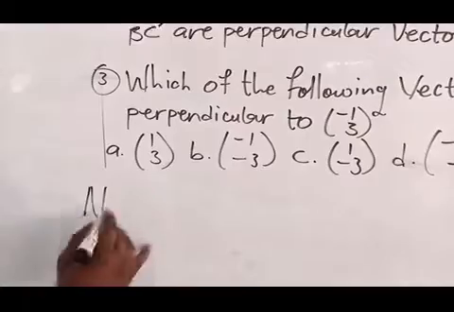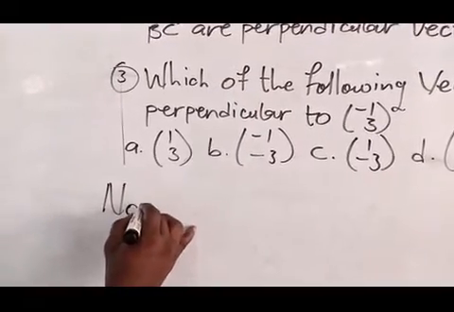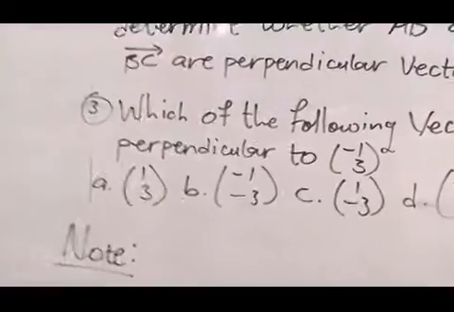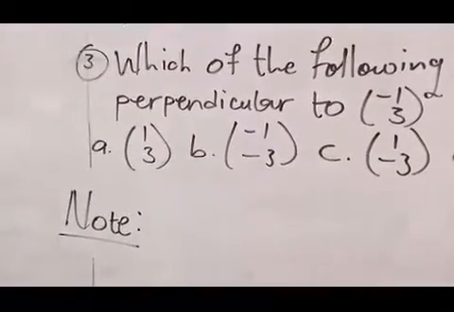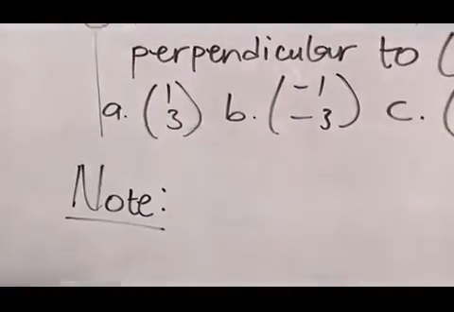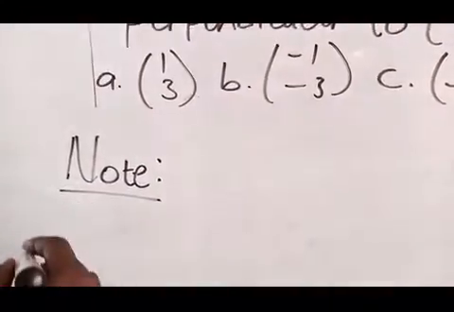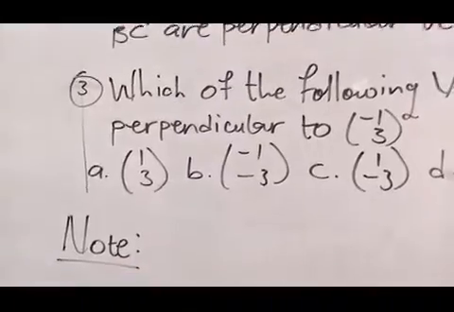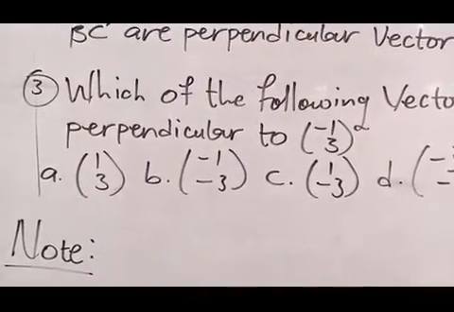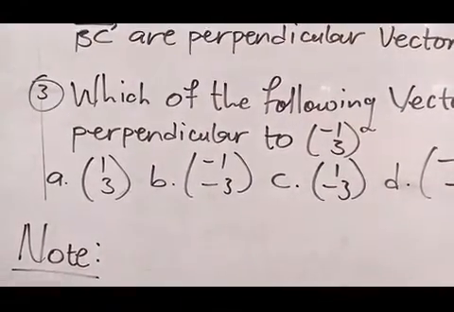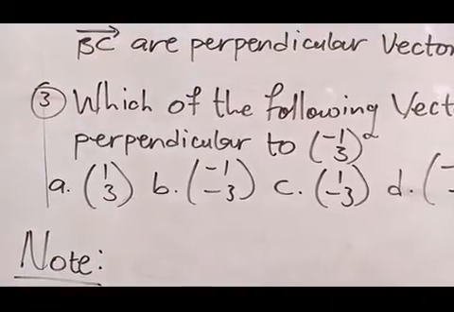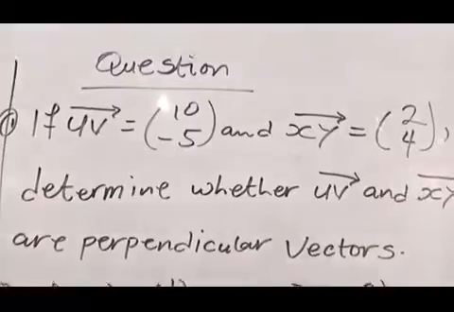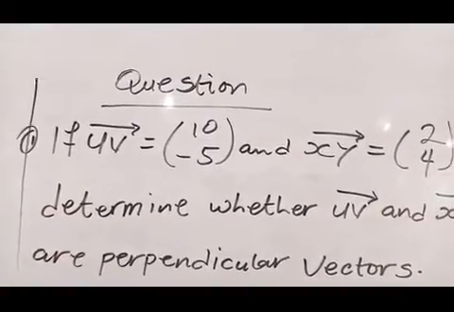Remember that I mentioned that two vectors are also said to be perpendicular if the product of their gradients is equal to -1, or the gradient of one is the negative reciprocal of the other. So I'm going to write that down for you here so that you remember that.